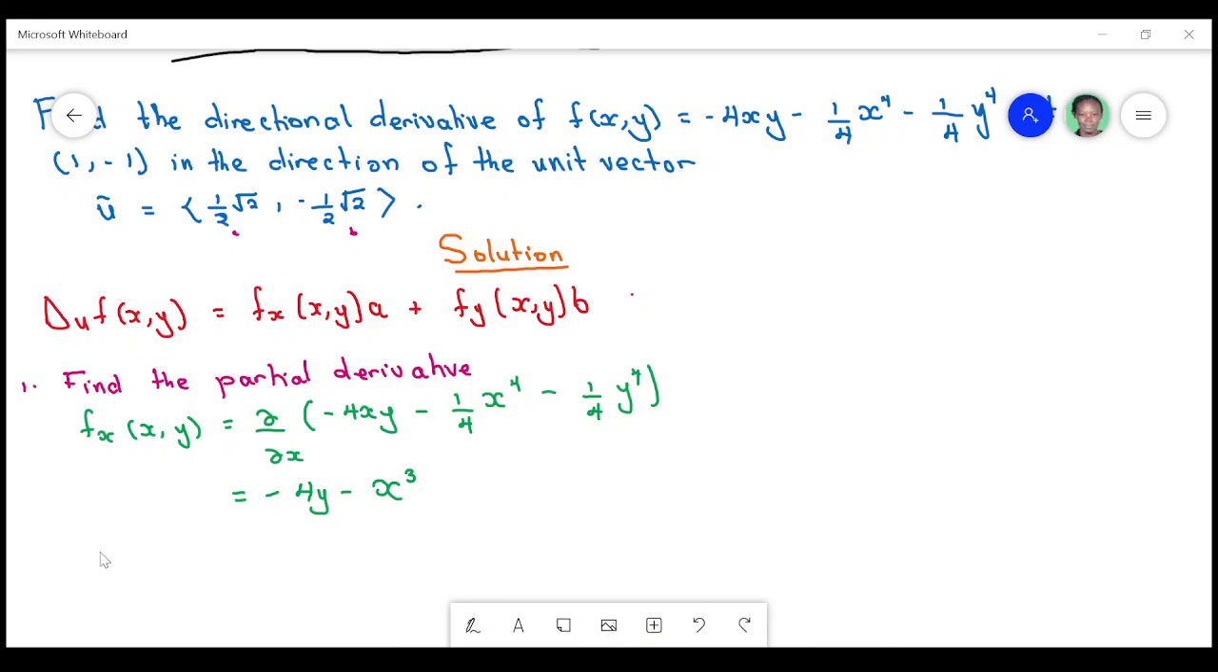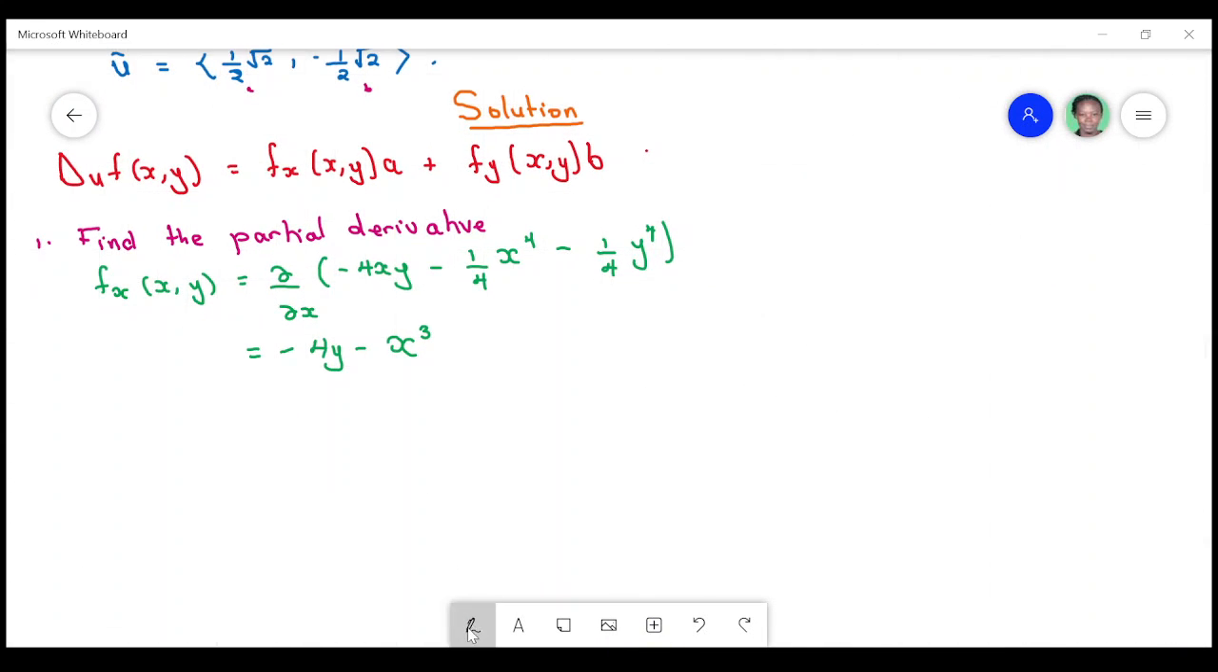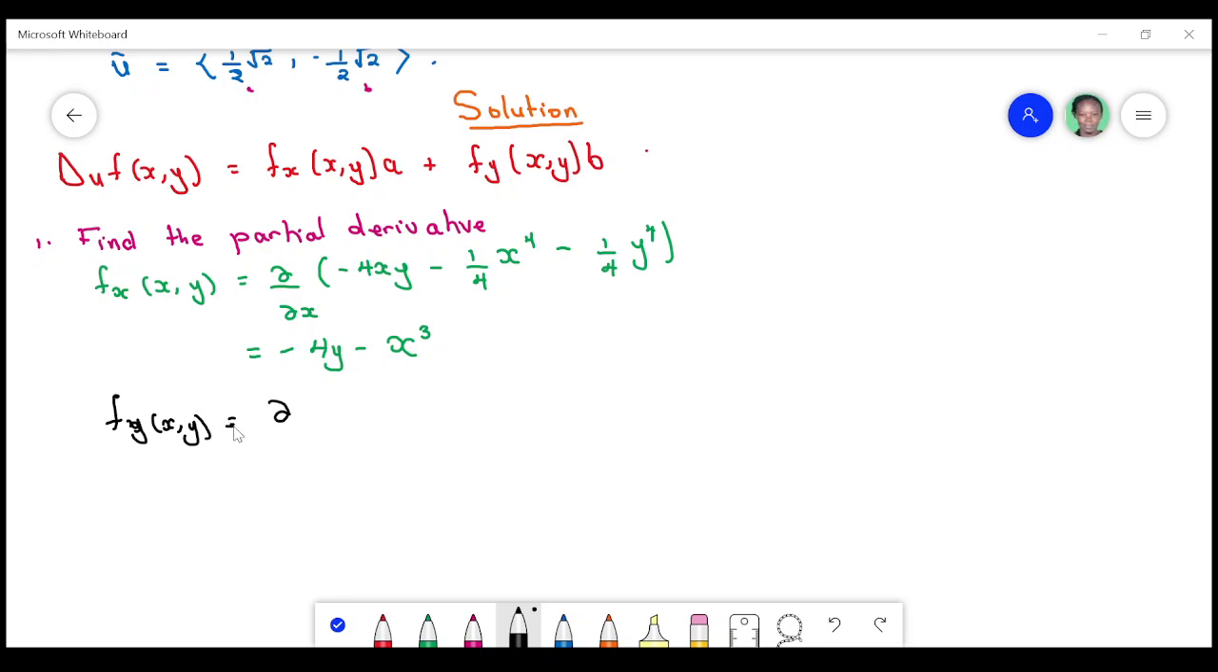Then the partial derivative with respect to y. So fy is going to be the partial derivative with respect to y of the function minus 4xy minus 1 over 4 x to the power 4 minus 1 divided by 4 y to the power 4. And this will give us minus 4x. There are no components of y in the x to the power 4 term, so that goes to 0. We have minus y cubed.